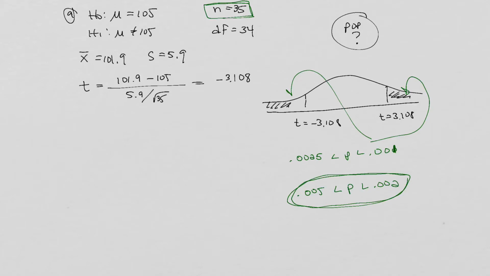And when I compare that to alpha, which in this particular problem for number 9, we're told alpha equals 0.01. Okay? So this p-value is smaller than alpha, which means we reject the null hypothesis. All right. So there's number 9. Let's see.